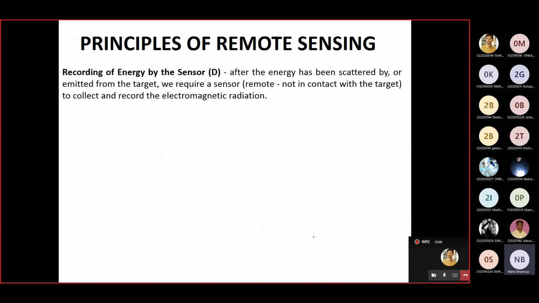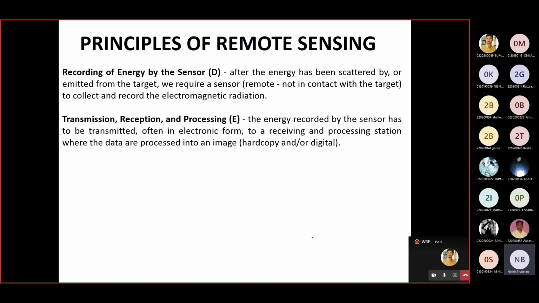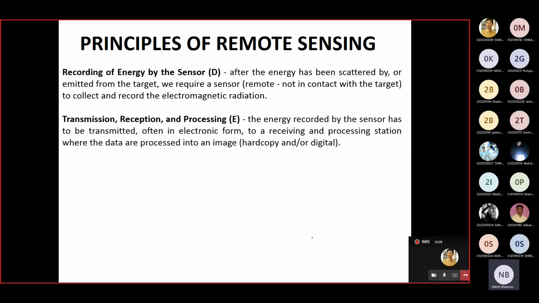Now, when the sensor records this electromagnetic radiation, the next step is to transmit that data or information to the receptors. That is the fifth principle, transmission, reception, and processing. The energy recorded by the sensors has to be transmitted, often in electronic form, to the receptors located on the earth surface. These receive it, and after receiving the data, the next step is to carry out processing on that received information. That process is called image processing.